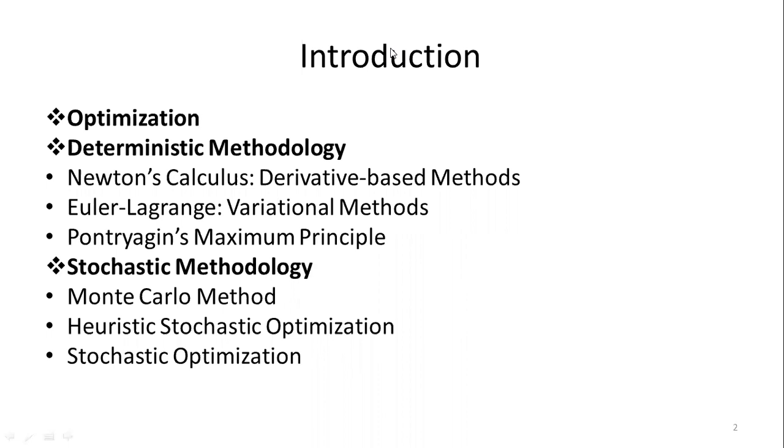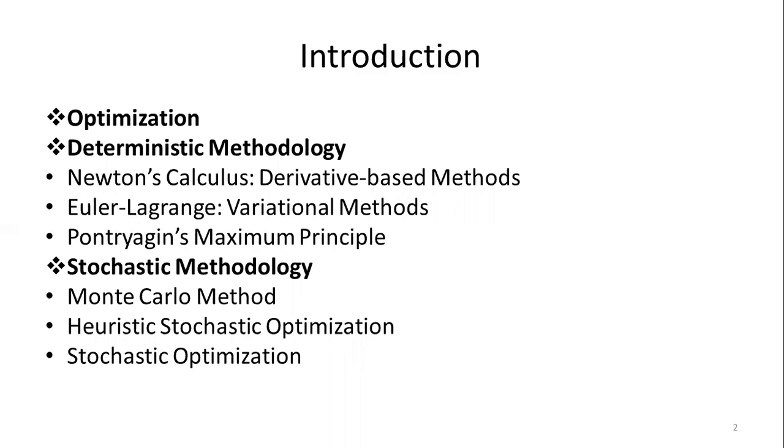In optimization, you can either use the deterministic methodology or the stochastic methodology. In the deterministic methodology, which is very common, Newton's calculus is used. In derivative-based methods, the Euler-Lagrange formulation is used in the variational methods, and in the so-called bang-bang method, Pontryagin's maximum principle is used in a kind of discretized control formulation.